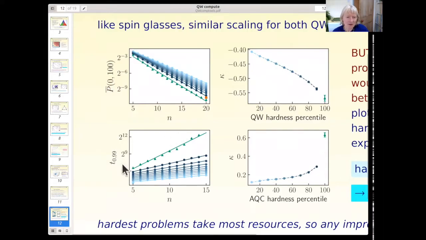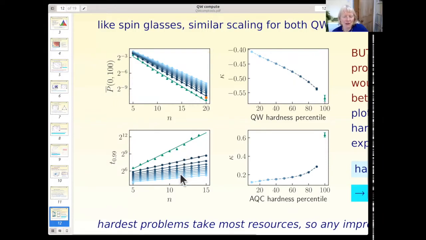So now let's look at this. This is the time it takes to get a 99% success probability for adiabatic quantum computing. And so we've got the same lines here divided into the hardest and easiest 10% and the hardest 1%, as measured as hard for AQC. So not as measured as hard for quantum walks, but measured as hard for adiabatic quantum computing. There's no single concept of hardness here, which is important to note. In the paper, you can look at this plotted the other way on. So we take the hardness from quantum walk, and then we plot the AQC data and see how the scaling changes.